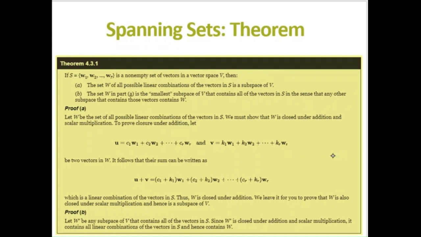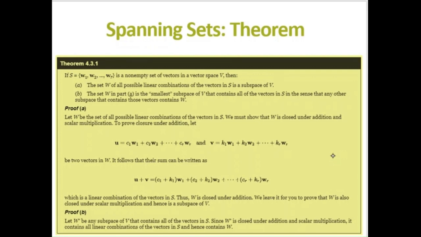So now that we've explored linear combinations a little bit, let's look at this official theorem here. We have theorem 4.3.1. It says if S equals a set of vectors W1, W2, all the way through WR, so if S is this set, a non-empty set of vectors, and that's key, it's non-empty, in vector space V, then the set W of all possible linear combinations of the vectors in S is a subspace of V. So don't forget it's a space within a space, so it's a subspace of V.